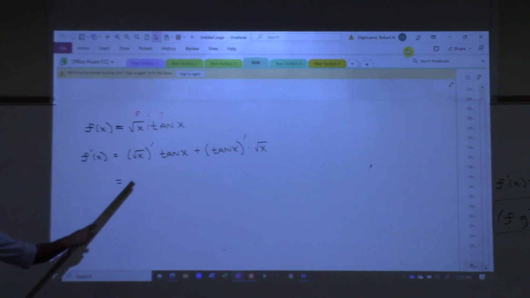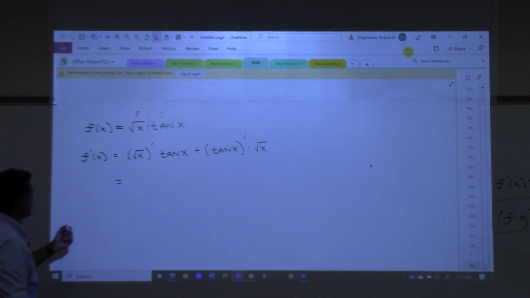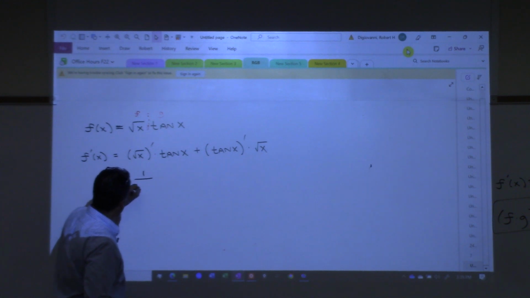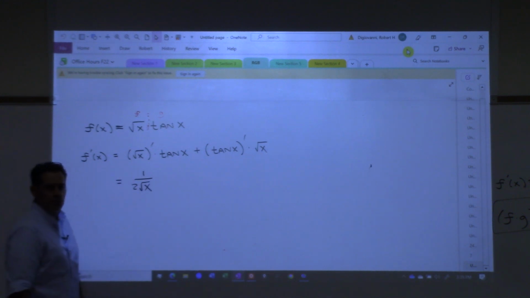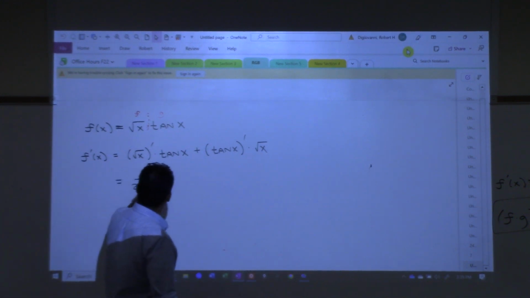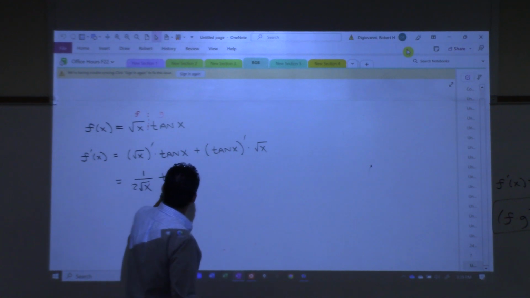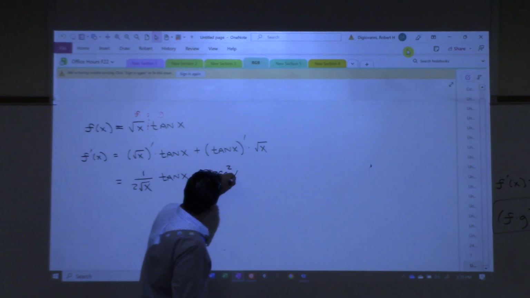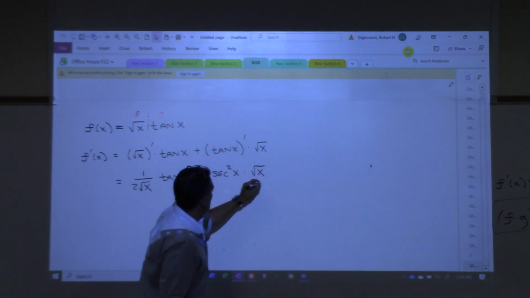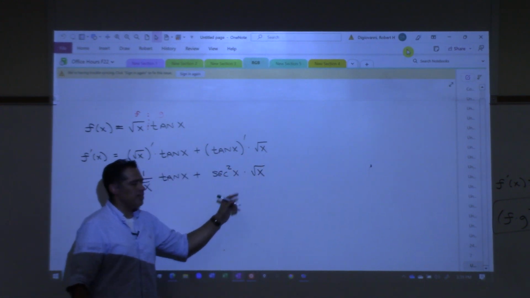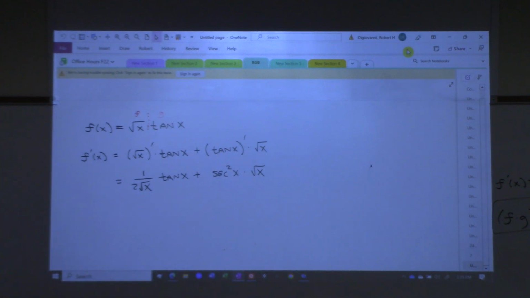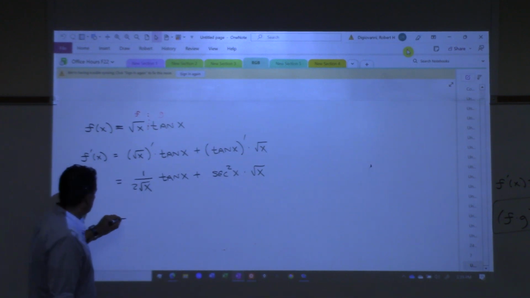All right, what is the derivative of this? 1 over 2 root x. That's the way I asked you to try and memorize it, right? 1 over 2 root x and then tan x. And then we need to know what the derivative of tangent of x is. Secant squared x times root x. I cannot put these x's together because that x is trapped inside that secant. So we like to usually put it out front.